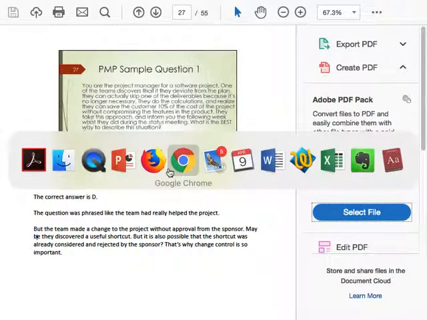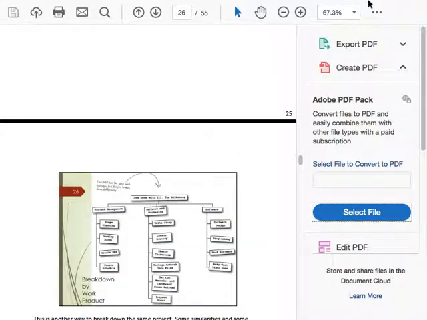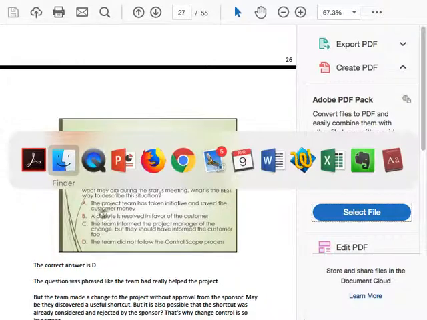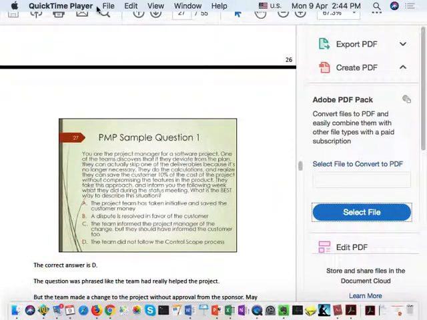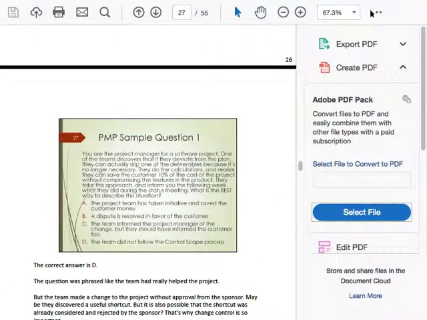Okay, so let's see. I can't get out of this small screen.